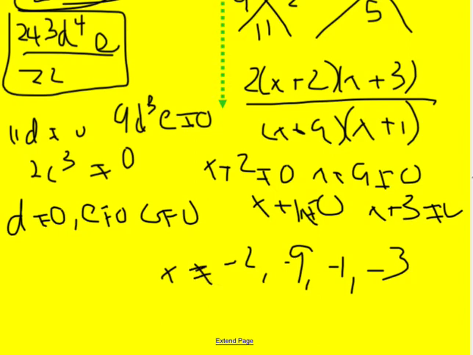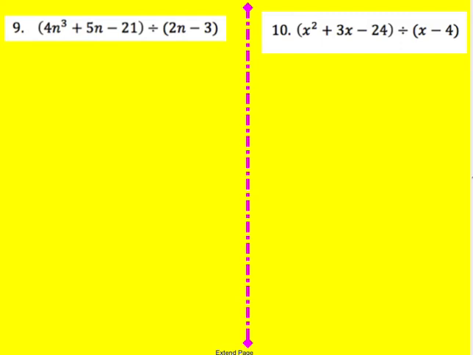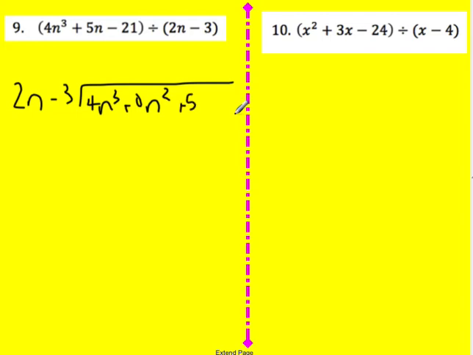So let's go ahead and take a look at long division and synthetic division. For number 9, you have to use long division because there's a 2 in front of that n. So I have 2n minus 3, and then underneath I have 4n cubed, and I'm going to leave a space for n squared. Since I left a space for n squared, I can now use long division.